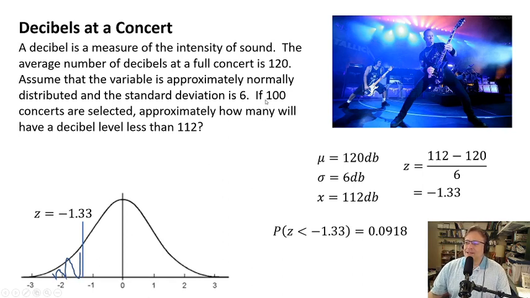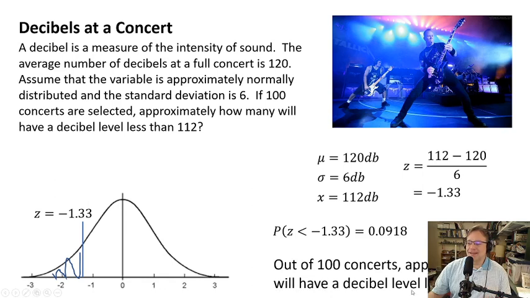And right now we're being specifically asked if 100 concerts are selected, approximately how many will have a decibel level less than 112? Well, if the probability is 9% and we have 100 concerts, how many of those concerts approximately are going to have a decibel level less than 112? It's going to be approximately 9 of them that'll have a decibel level less than 112.